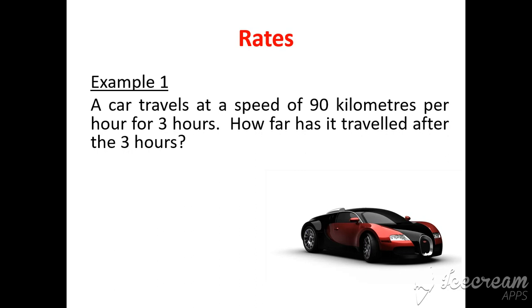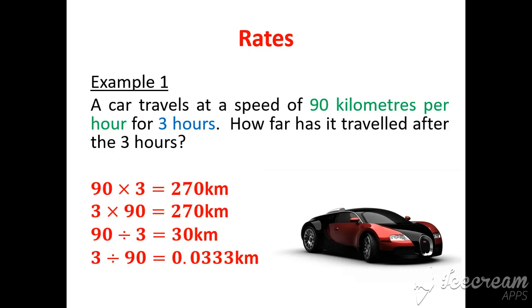Right, example 1. A car travels at a speed of 90 kilometers per hour for 3 hours. How far has it traveled after the 3 hours? So we're going 90 kilometers every hour, and we're doing this for 3 hours. So here are our 4 possible scenarios of multiplying and dividing. Taking a look at these bottom two, both answers give us numbers less than 90. Now, if we're traveling at 90 kilometers every hour for 3 hours, we know we're going to travel more than 90 kilometers, so we can ditch those two off our spectrum, and we're left with the correct answer, which is 270 kilometers. We've just multiplied the speed by the time.